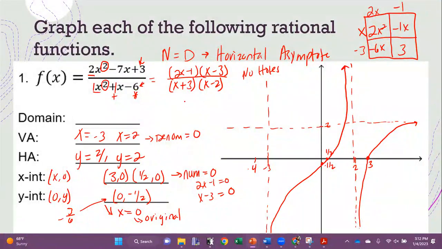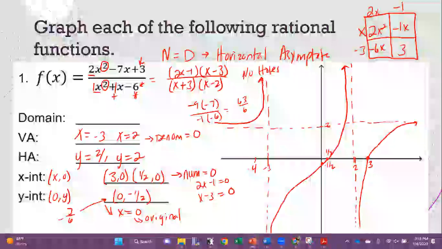2 times -4 is -8, minus 1 is -9. -4 minus 3 is -7. -4 plus 3 is, and -4 minus 2 is. So we end up in the positives, right? 63 divided by 6, 10 something. So it would be on the top. That means that our function is going to be above the asymptote instead of below the asymptote.